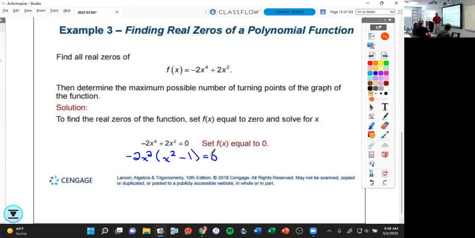Okay. Does x squared minus 1 factor? I'm hearing yes and no. One of you is right. It's a difference of two squares. It factors into x plus 1 times x minus 1.